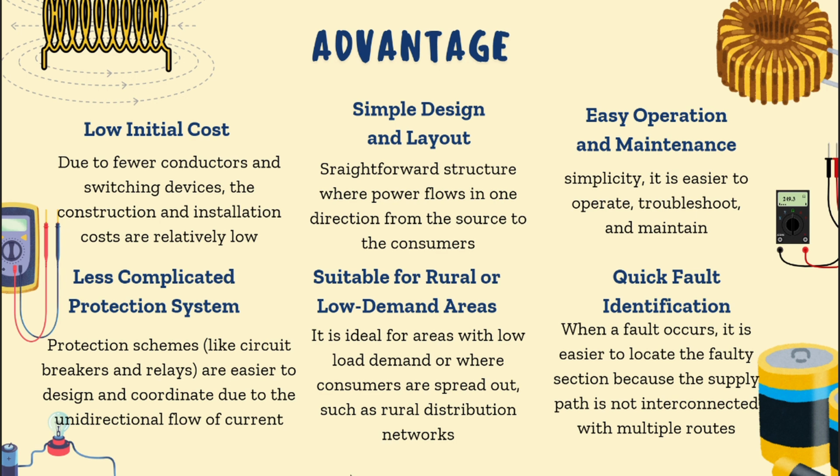Next, less complicated protection system. Protection systems like circuit breakers and relays are easier to design and coordinate due to the unidirectional flow of current. Next, suitable for rural or low demand areas. It is ideal for areas with low load demand or where consumers are spread out, such as rural distribution networks. And lastly, quick fault identification. When a fault occurs, it is easy to locate the faulty section because the supply path is not interconnected with multiple routes.